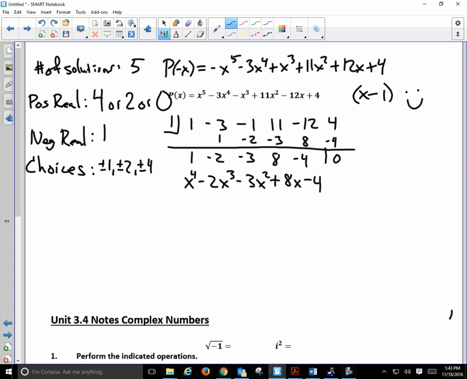So we plug in 1, we get 1 minus 2 is negative 1, minus 3 is negative 4, plus 8 is 4, minus 4 is 0. Oh. Let's divide it again. So you get x squared, or you get something you can factor.